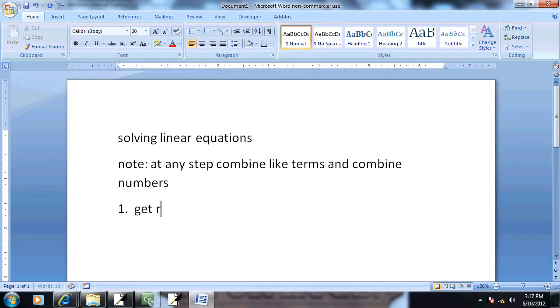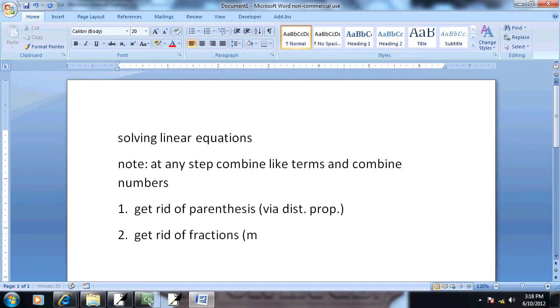Step 1, get rid of parentheses. That's via the distributive property. Step 2, get rid of fractions. And we multiply everything by the LCM of all the denominators.